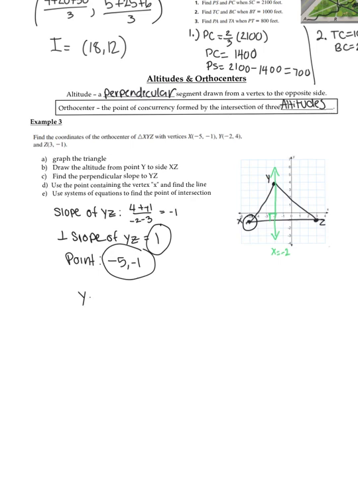So y minus -1, which is just plus 1, equals my slope, which is 1, times x minus -5, which is just plus 5. And then I'm going to get that in slope-intercept form. So if I was to distribute the 1, it would still just be x plus 5. And then I'll subtract the 1 on both sides. I get y equals x plus 4. All right, so I have my two equations. I have this equation and I have this equation, right? So now what I'm going to do is I'm going to create a systems of equations.